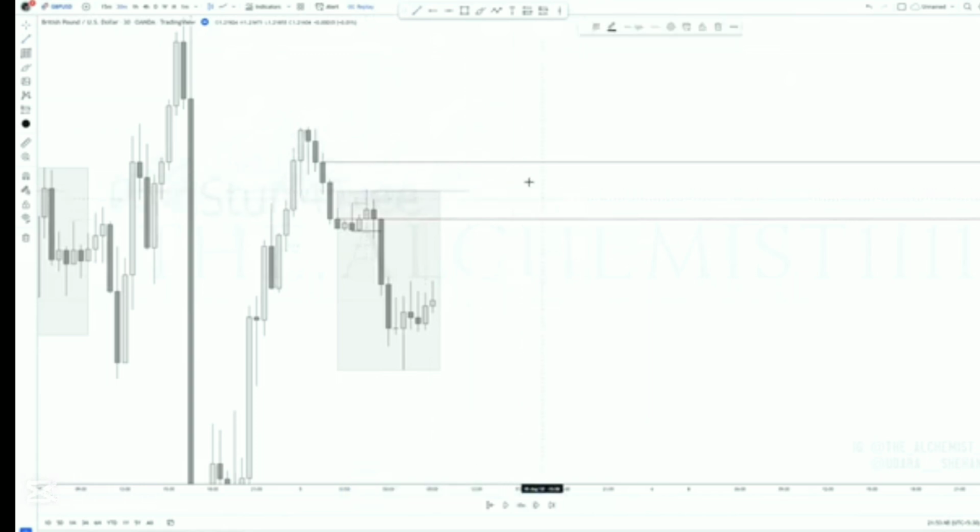No, right? We can't. So then what do we do? We wait for a reaction from this zone. If it does not give us a reaction, then we sell it from here directly.